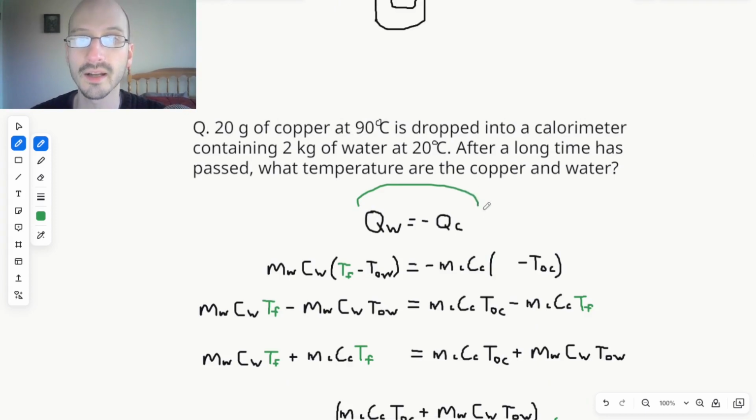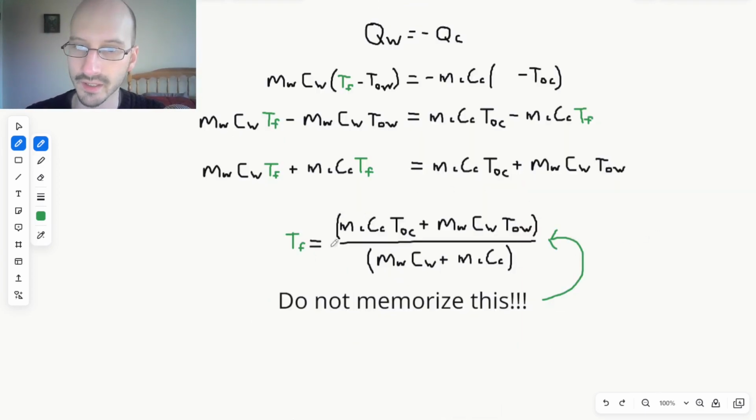Heat from the hot object flows into the cold object. This is what you do. The heat from the water is equal to minus the heat of the copper, because the copper is the hot object and the water is the cold object. Everything else flows naturally from here. And I didn't calculate this because the important part is showing this process, not really what the answer is. So if you want to do the answer for yourself, you're welcome to it. From here, it's just plugging into the calculator and getting a number.